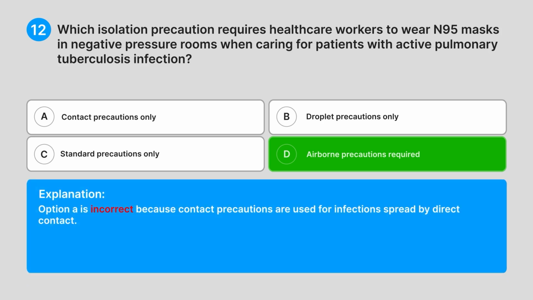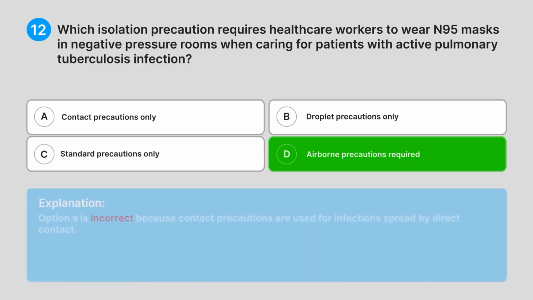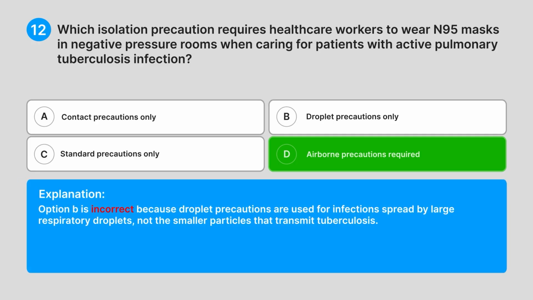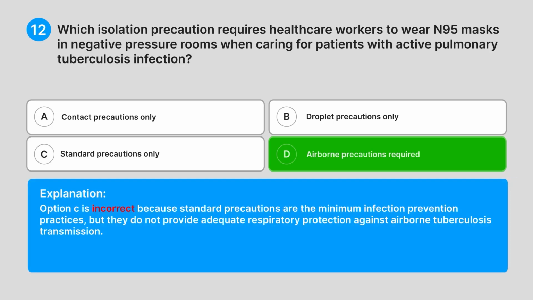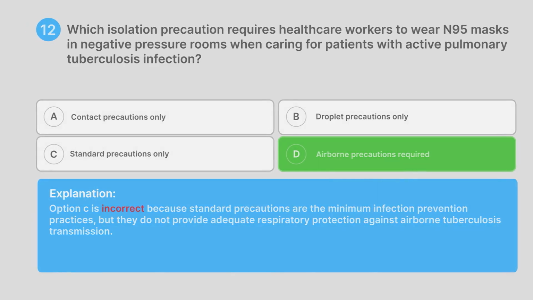Option A is incorrect because contact precautions are used for infections spread by direct contact. Option B is incorrect because droplet precautions are used for infections spread by large respiratory droplets, not the smaller particles that transmit tuberculosis. Option C is incorrect because standard precautions are the minimum infection prevention practices, but they do not provide adequate respiratory protection against airborne tuberculosis transmission.